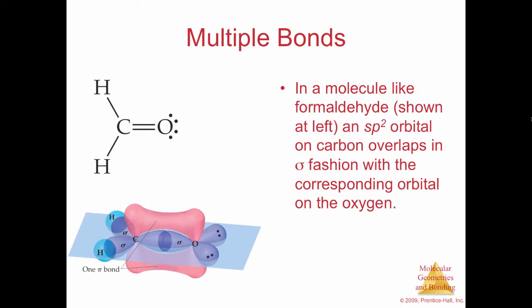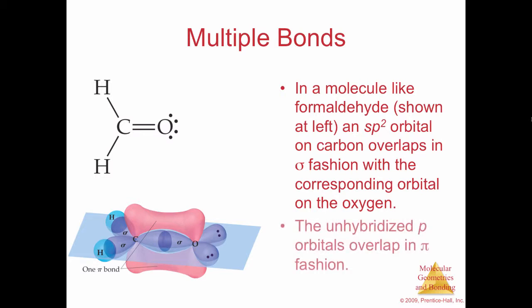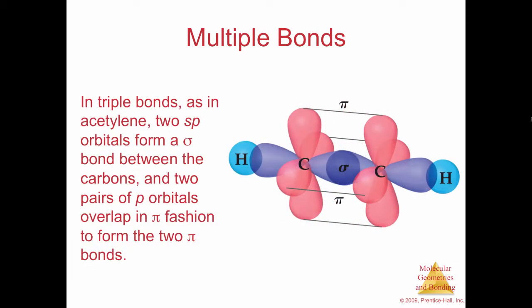In a molecule like formaldehyde, an sp2 orbital on carbon overlaps in sigma fashion with the corresponding orbital on the oxygen atom. The unhybridized p orbitals overlap in pi fashion. In triple bonds, as in acetylene, two sp orbitals form a sigma bond between the carbons, and two pairs of p orbitals overlap in pi fashion to form the two pi bonds.